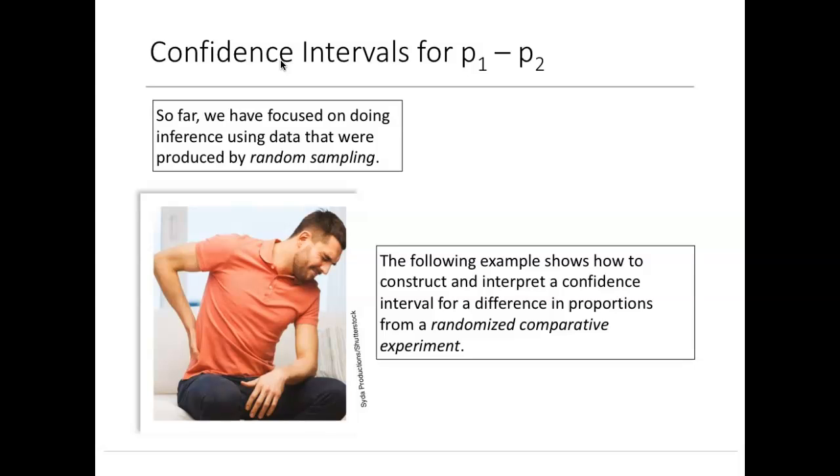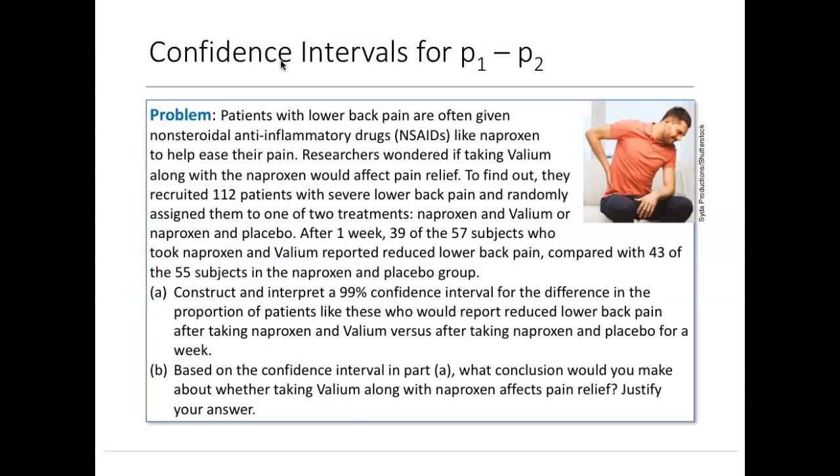So let's take a look at that. And all it does is it eliminates the necessity to check the 10% condition because you're not taking a sample from a population. You're instead randomizing groups to treatments.